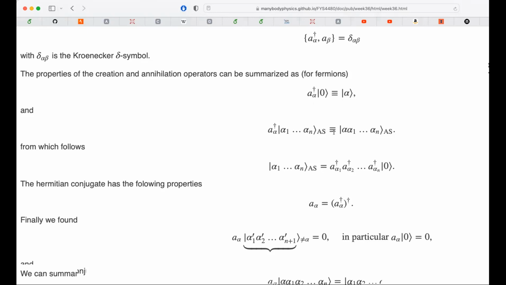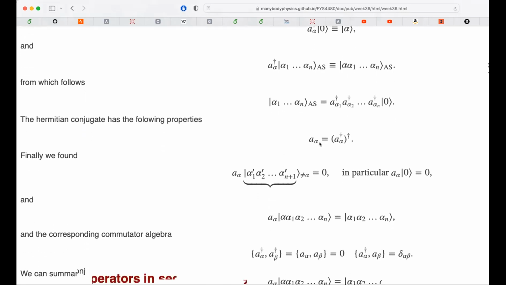And normally we would like to reshuffle it so that we have a specific ordering. Normally what we choose is an ordering of these single particle states in ascending order, which often follows the ordering of the single particle energies. But this is a table you would make when you're setting up a many-body problem. And then you have the Hermitian conjugate.